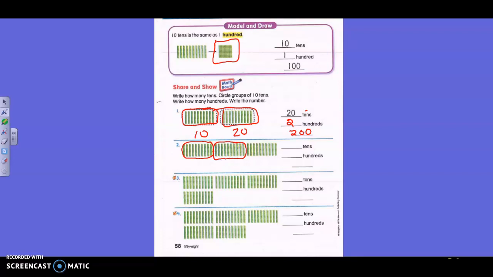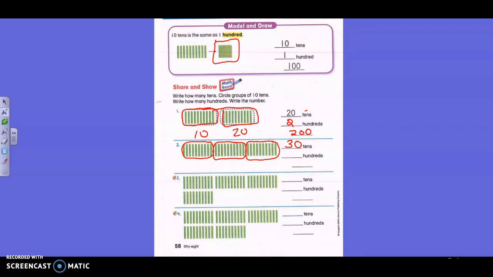1, 2, 3, 4, 5, 6, 7, 8, 9, 10. Circle it. Okay, do your pictures look like my picture? Okay, how many tens are there? 3. Okay, but no, not 3 tens. How many? 30. There are 30 tens. Right, Emma? Okay, 30 tens.